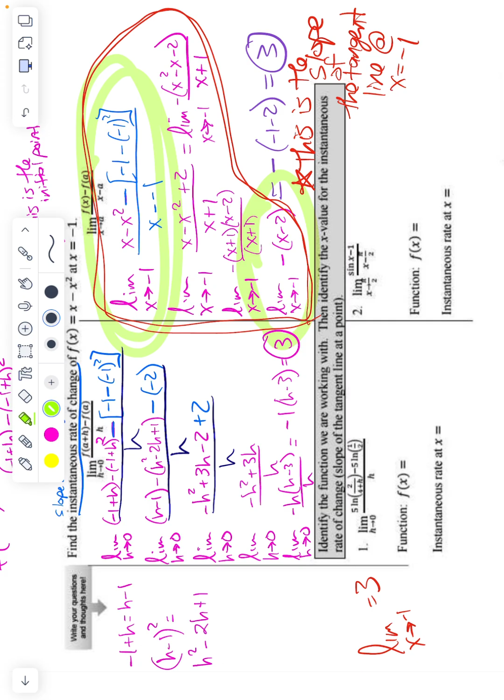It's not until we step outside of that over here that we're no longer rewriting it. We're actually evaluating the limit. So we're solving, I guess you could say. Does that make sense? Okay. Thanks for asking that.